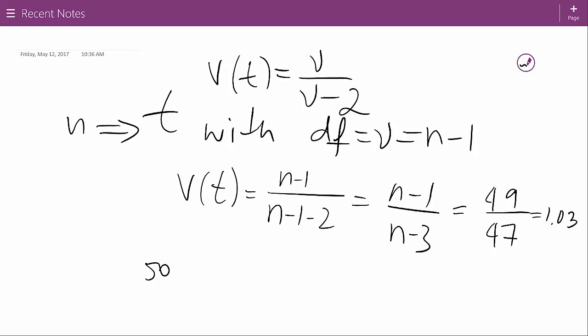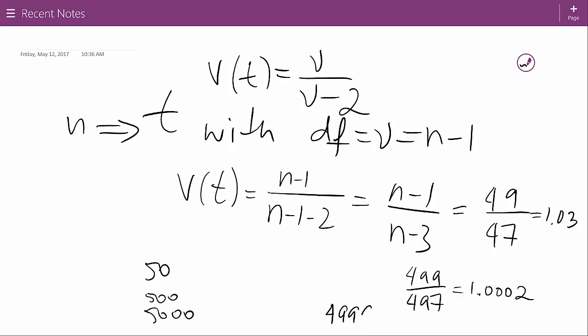Well, let's say 1.03. I don't know if this is right or not, but let's just say. What happens if my sample size is equal to 500? Then I'm dealing with 499 divided by 497, right? And it's a much closer number to 1 than the previous one, right? So it's going to be something like 0.0002 or something like that, okay? What if I take 5,000? Then you're dealing with 4,999 divided by 4,997. And that's very close to 1, right?